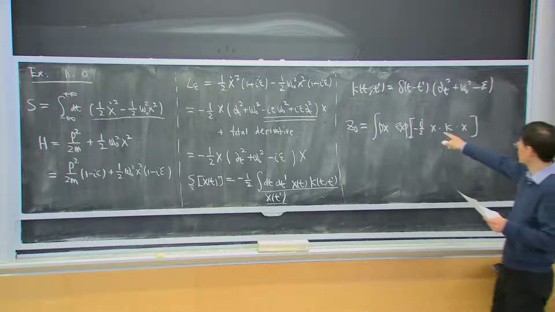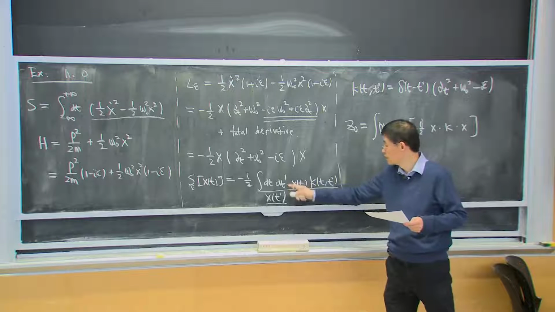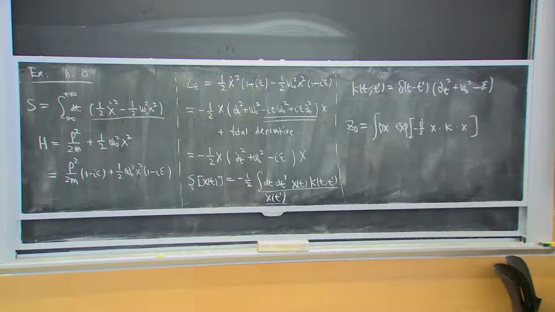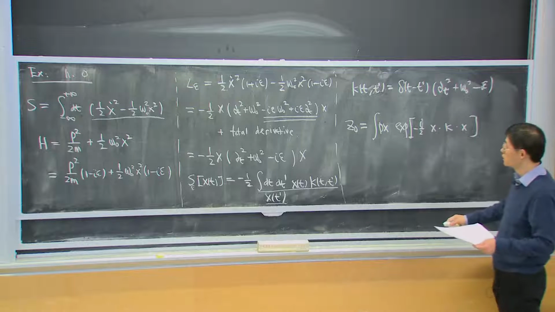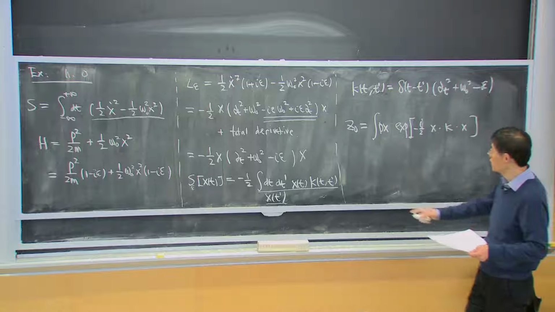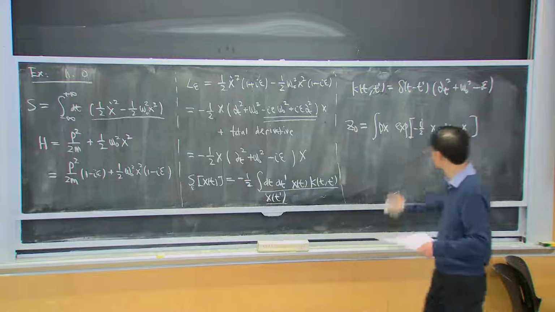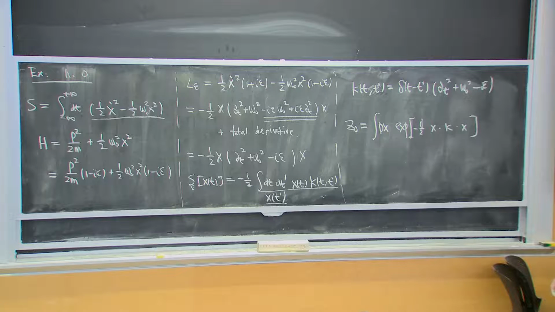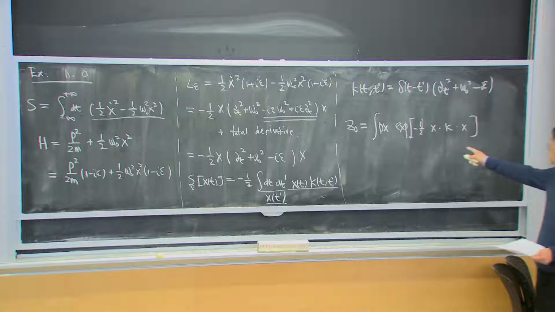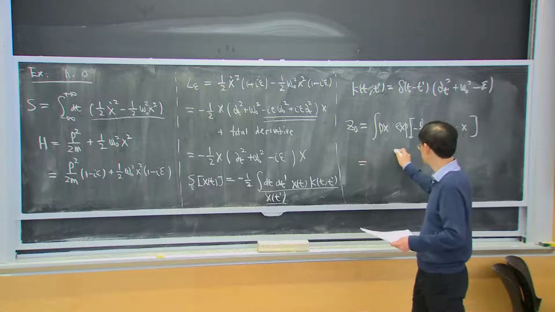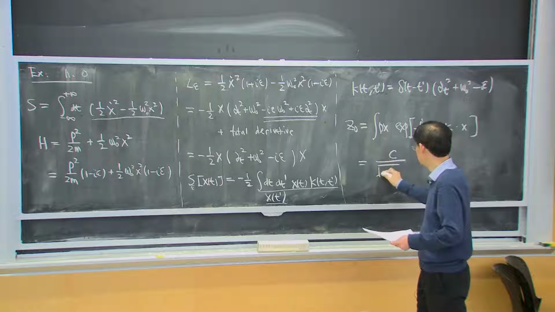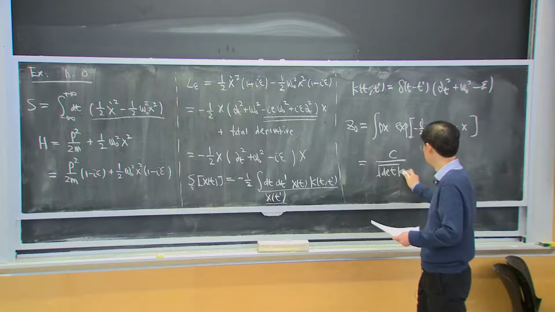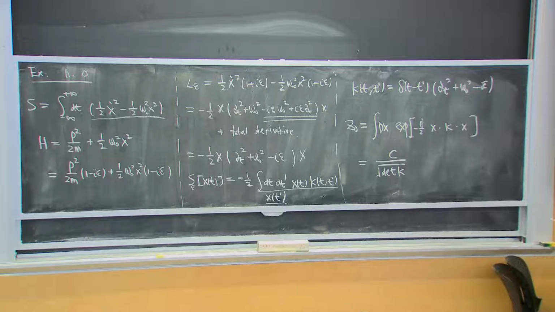So this is a shorthand notation to denote these two integrals. I think it's positive i. Oh yeah, I have a minus sign here, so it's minus i. And this, as we said before, is just given by some constant and determinant K.